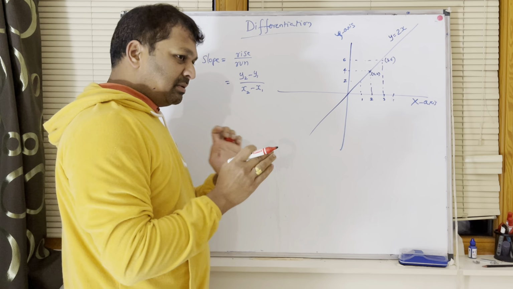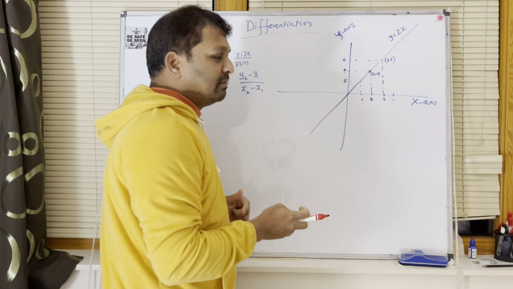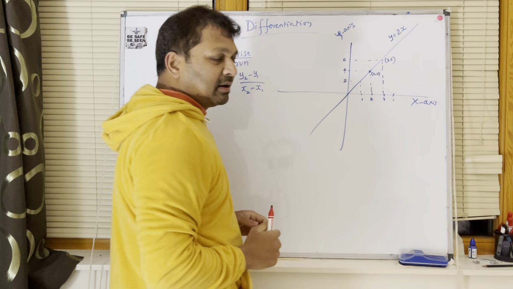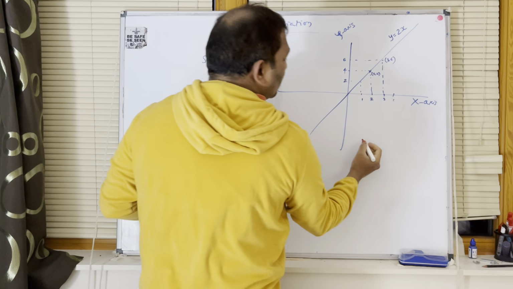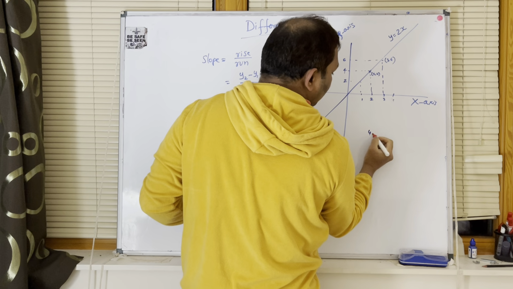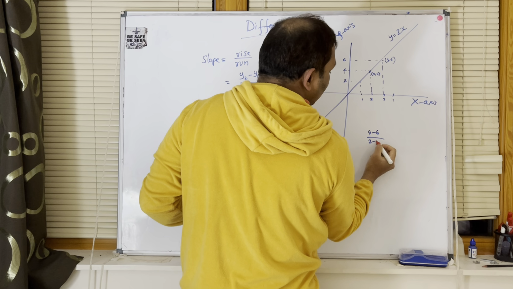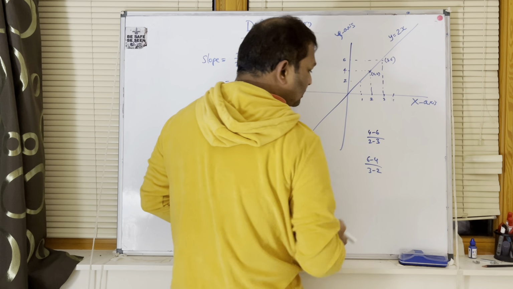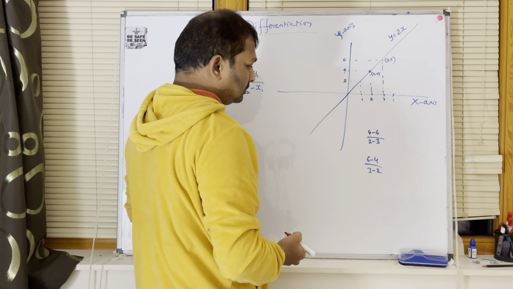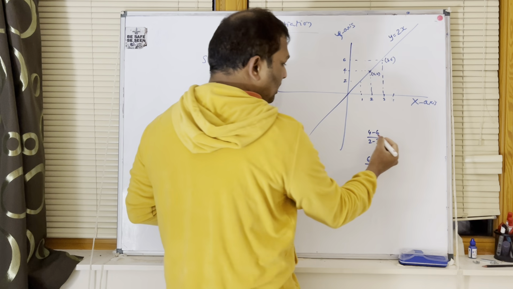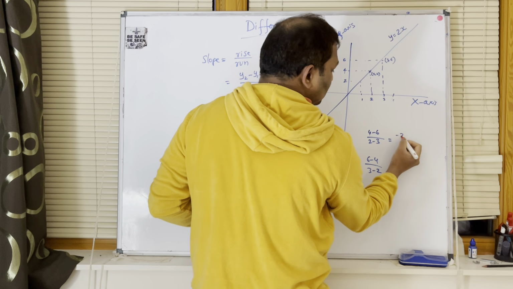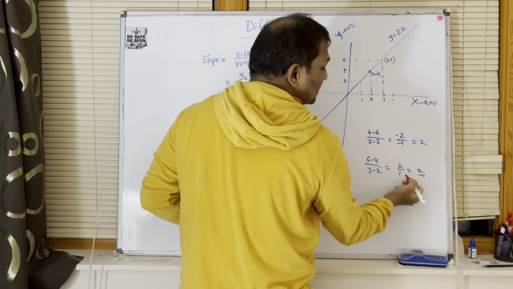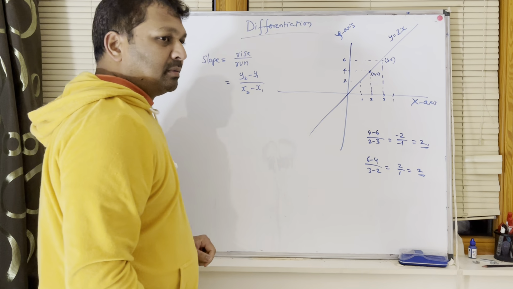It does not matter whether you take this as the first point or that as the first point. If you take this as the first point, you will get both negative. Rise by run, right? So 4 minus 6 by 2 minus 3. This is one way of doing it, and the other way is 6 minus 4 by 3 minus 2. Minus 2 by minus 1, which is 2. And here it is 2 by 1, which is 2. Both ways you got the slope as 2.